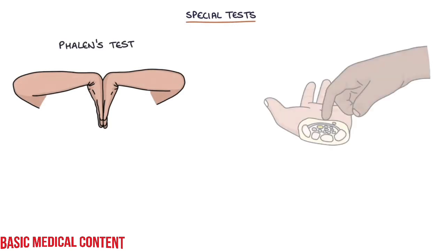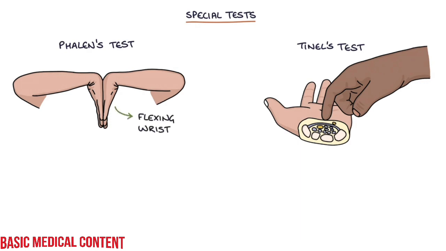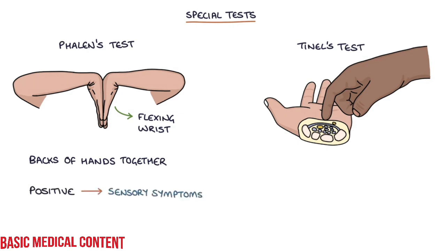Let's talk about the special tests. There are 2 special tests to remember for carpal tunnel syndrome: Phelan's test and Tinel's test. Phelan's test, spelt with a PH, involves fully flexing the wrist and holding it in this position. Often this is done by asking the patient to put the backs of their hands together in front of them with their wrists bent inwards at 90 degrees. The test is positive when this position triggers the sensory symptoms of carpal tunnel syndrome, with numbness and paresthesia in the median nerve distribution.